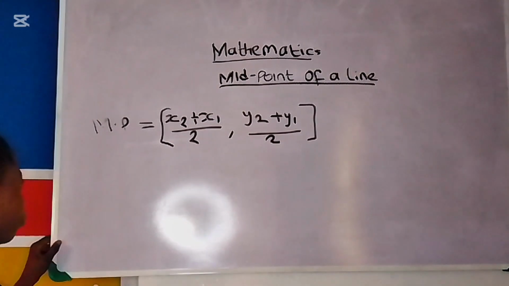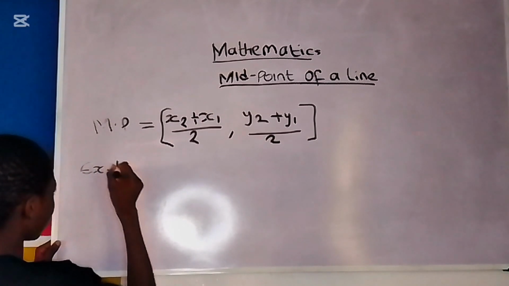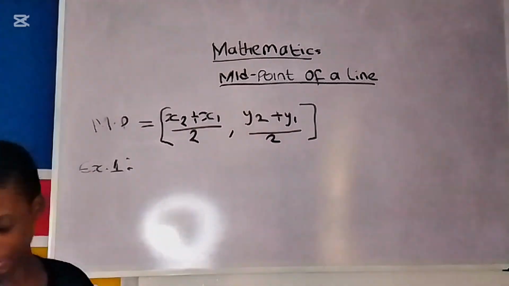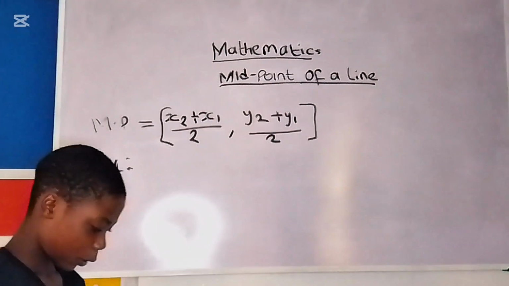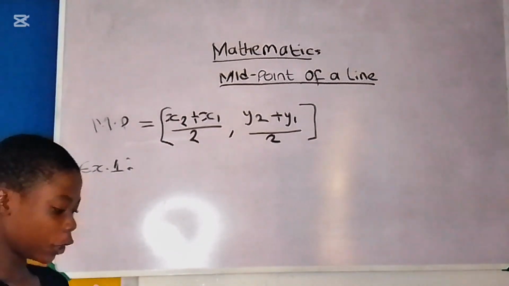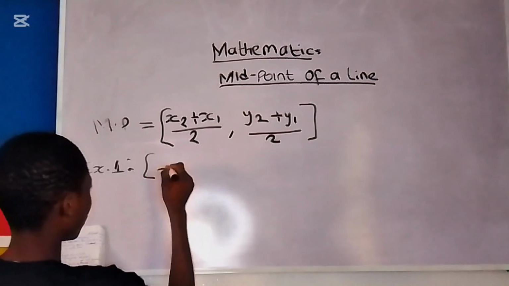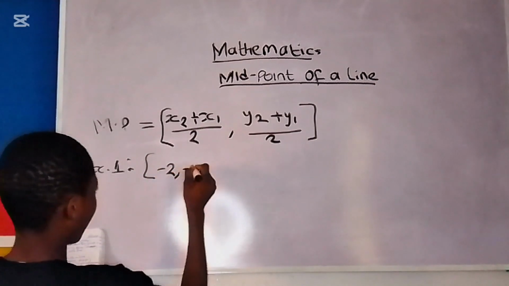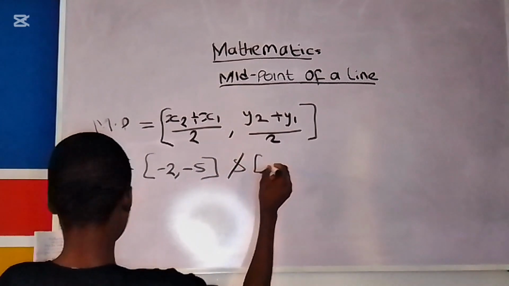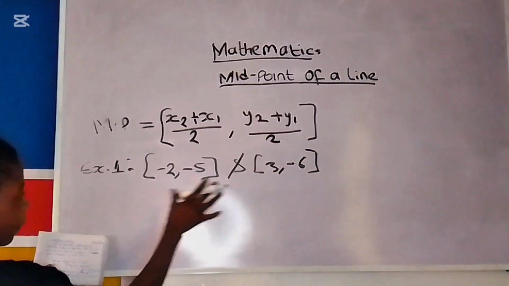Now let's take one example. Example 1 says: find the coordinates of the midpoint of a line joining the following pairs of points, and it gives us -2 and -5, 3, -6. This is the first question.